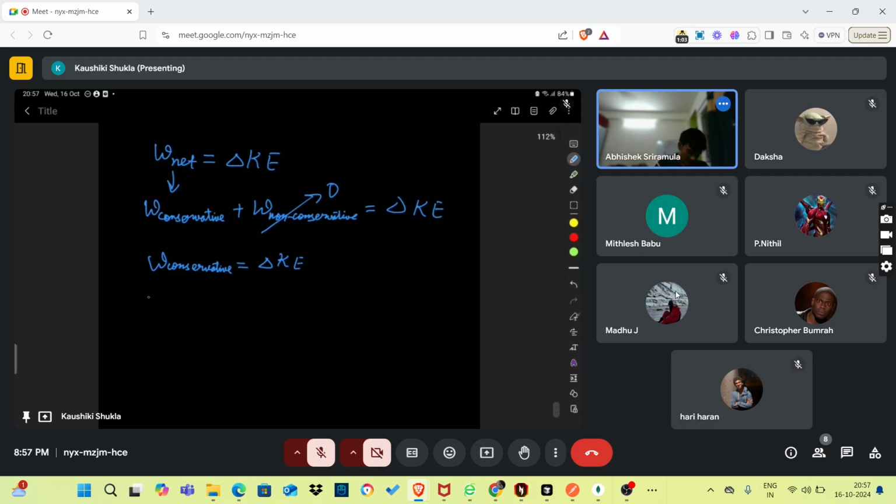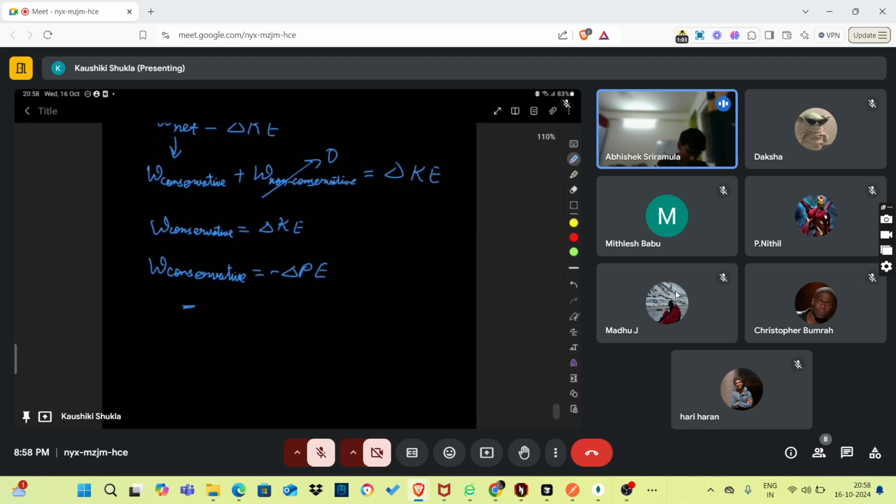So like I said, work done by any conservative force is equal to negative of change in potential energy. So negative of change in potential energy is equal to change in kinetic energy. This is the first step towards energy conservation. You can't randomly use energy conservation, even though it is one of the most important equations. You have to know when it can be used.